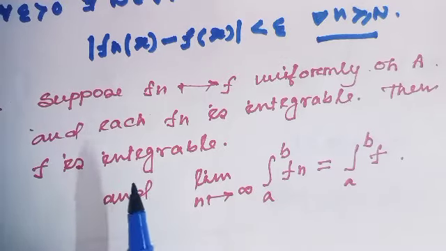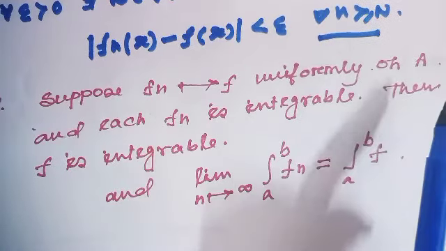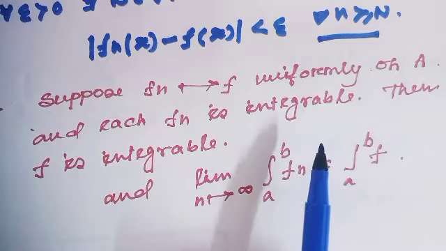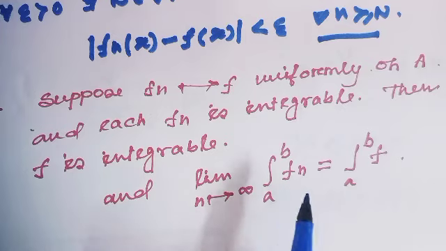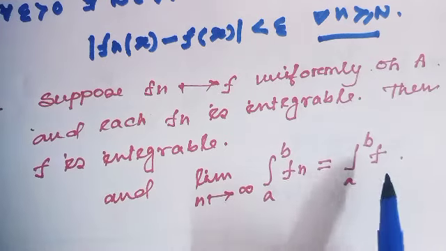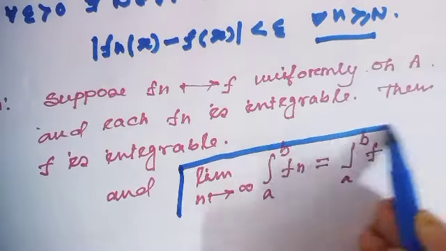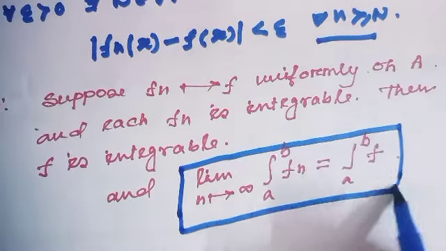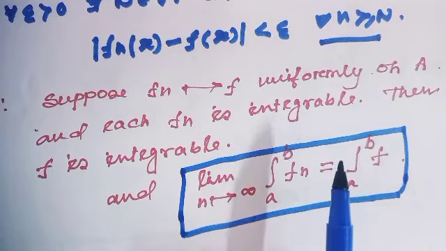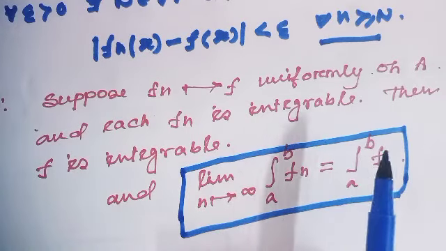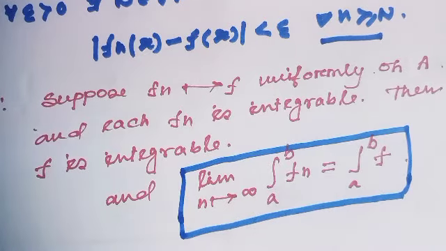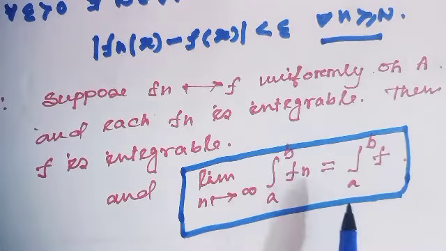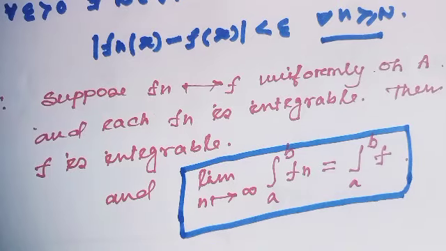The theorem is: suppose fn converges to f uniformly on the set A and each fn is integrable, then f is also integrable, and the limit as n tends to infinity of the integral from a to b of fn equals the integral from a to b of f. Are you getting the idea? That means when a sequence of functions is uniformly convergent on the set A and each fn is integrable, then the limit as n tends to infinity of the integral from a to b of fn always equals the integral from a to b of f.